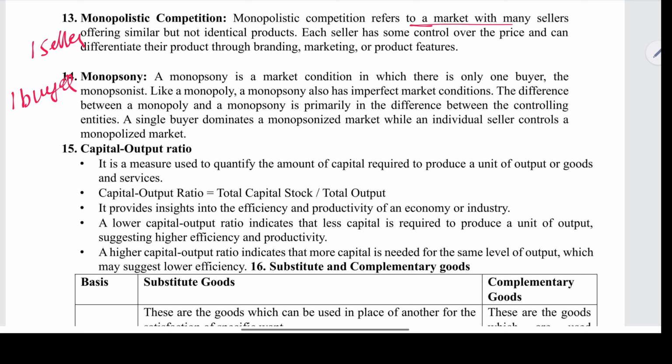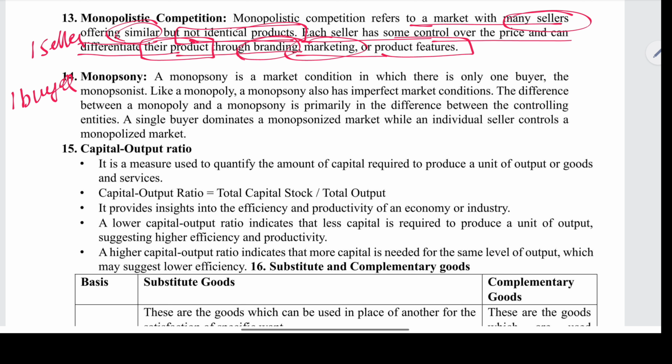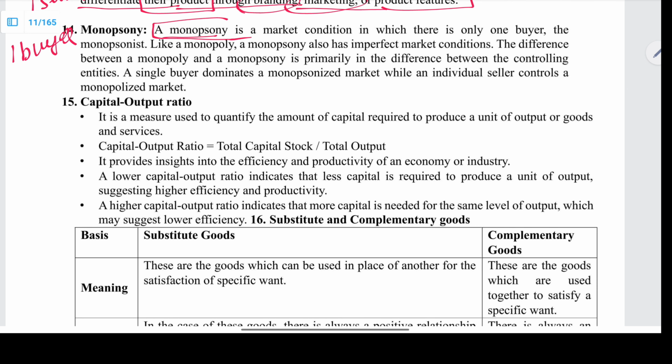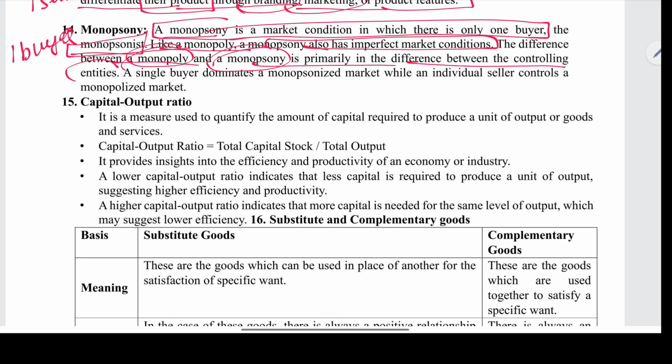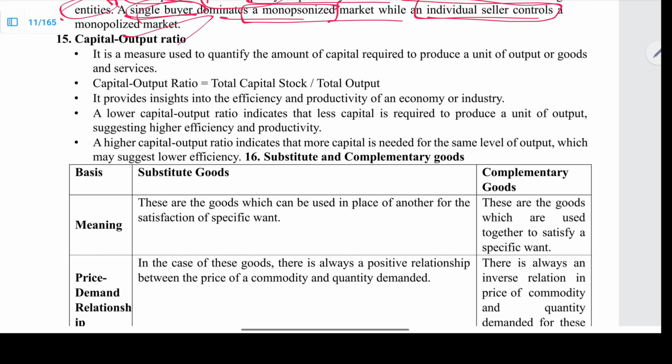Monopolistic competition refers to a market where many sellers offer similar but not identical products. Each seller has some control over the price and can differentiate their product through branding, marketing, and product features. Monopsony is a market where there is only one buyer, the monopsonist. Like monopoly, monopsony also has imperfect market conditions. The difference between monopoly and monopsony is primarily in the controlling entities. A single buyer dominates a monopsonized market, while an individual seller controls a monopolized market.